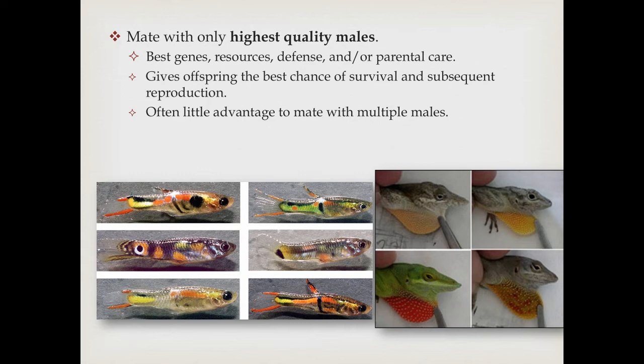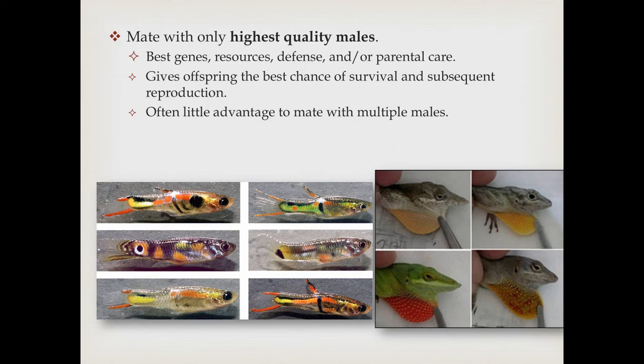That way they get the best genes, potentially the best resources if these males are defending all-purpose territories. The males may actually provide some safety, some individual defense, and in some cases, rarely, males will potentially provide parental care. So by picking the highest quality males, this gives the offspring the best chance of survival and subsequent reproduction, and it increases the fitness or reproductive success of the females that are successful in mating with these high-quality males. So typically females have little advantage to mate with multiple males. They don't really gain in quantity nearly as much as just making sure that they have the highest quality.